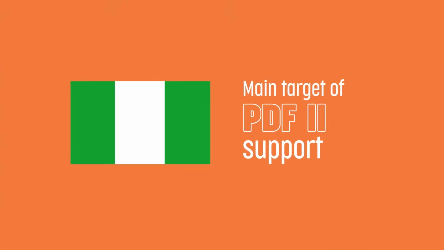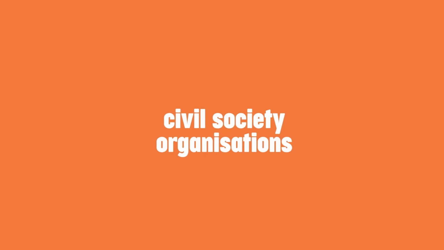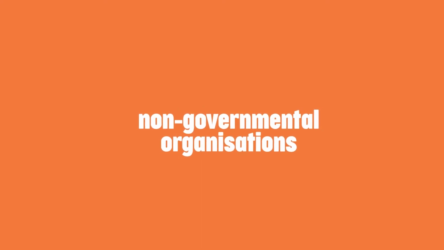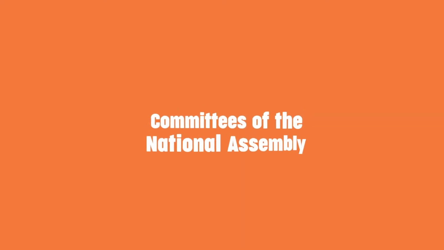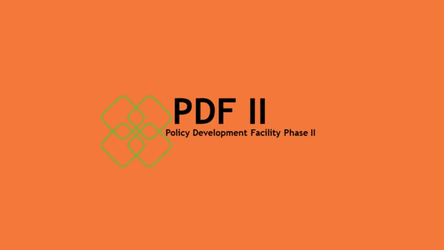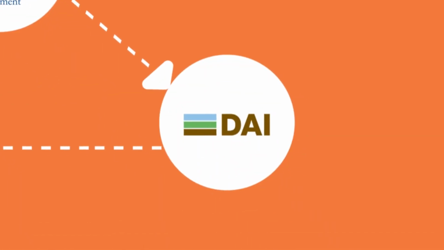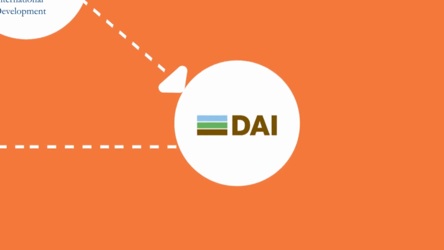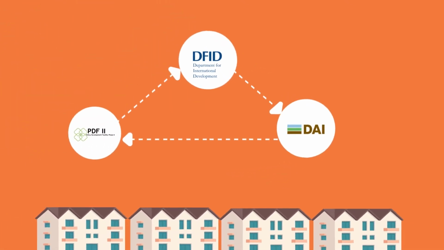The federal government of Nigeria is the main target of PDF2 support. However, PDF2 also supports civil society organizations, non-governmental organizations, and relevant committees of the National Assembly. PDF2 is implemented by Development Alternatives Incorporated, DAI, with day-to-day business conducted by the Abuja Project Management Unit, APMU.